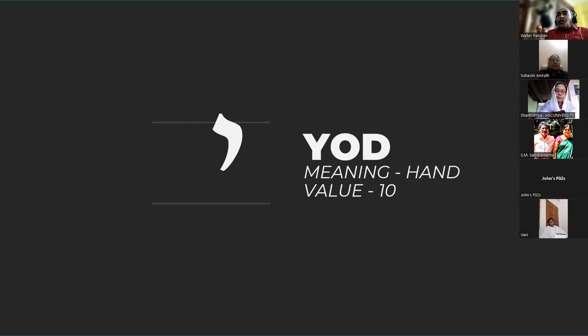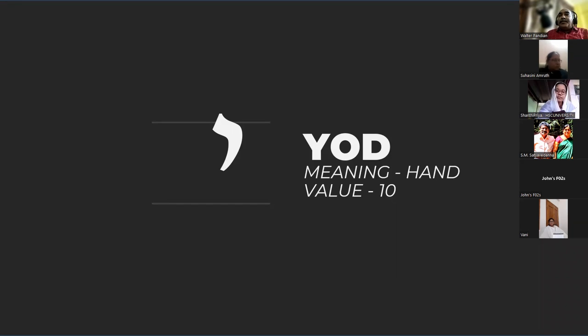So Yod is the smallest alphabet in Hebrew and it is the 10th alphabet. Which is the first alphabet? That is Aleph. And which is the last alphabet? That is Tau. And which one is the 6th alphabet that we should never forget? That alphabet is Vav. And Yod is the smallest alphabet in Hebrew, and this is the 10th alphabet.